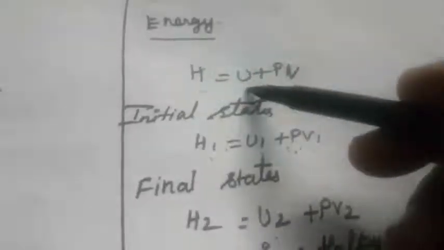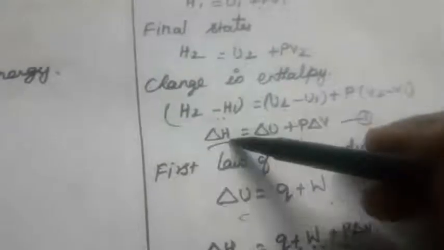Once again, this is a very important one. First, we write the enthalpy equation. H is equal to the sum of the internal energy and the product of pressure and volume. For the initial state, H1 is equal to U1 plus PV1. P is a constant, V1 is the initial state. The final state is H2, U2, PV2. The change in enthalpy is H2 minus H1 is equal to U2 minus U1 plus P into V2 minus V1. Write it here: change in enthalpy delta H, change in internal energy delta U, change in volume delta V.